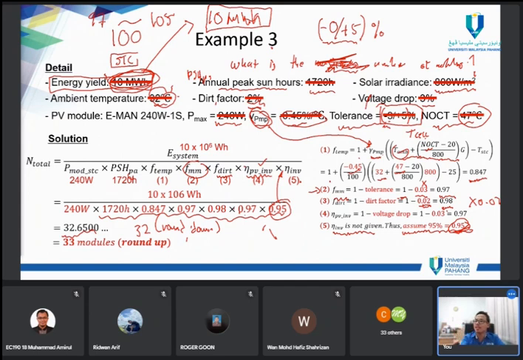As soon as you have 33, then it is fine. So this is the minimum number that we can have in order to achieve 10 megawatt hours. If you get more than that, it's better. If the voltage drop is lesser, it's better. But the minimum requirement is to round up. Then it becomes 33. Otherwise, everything is wrong, everything fails.